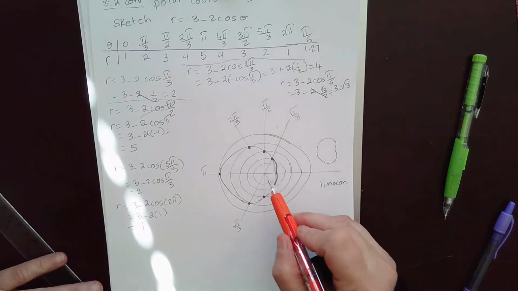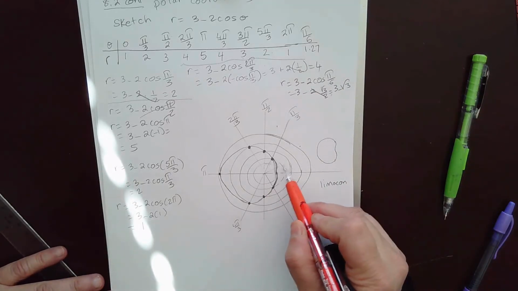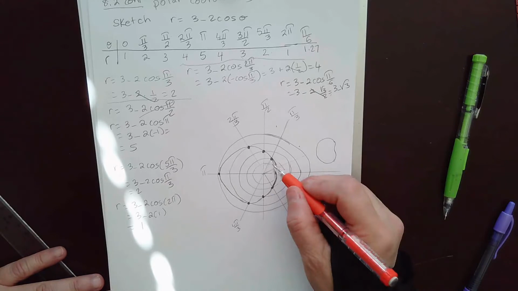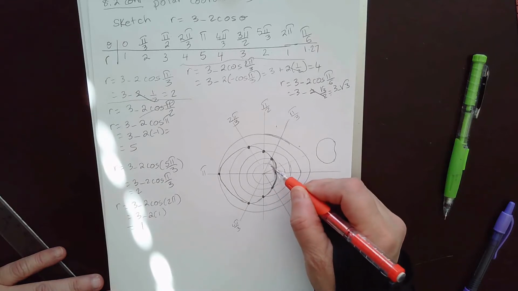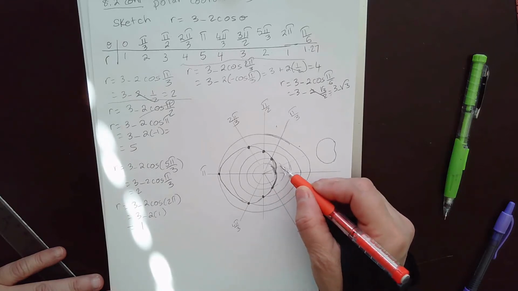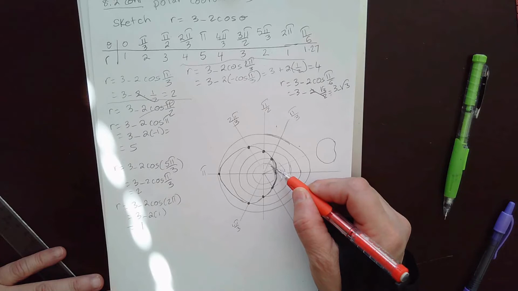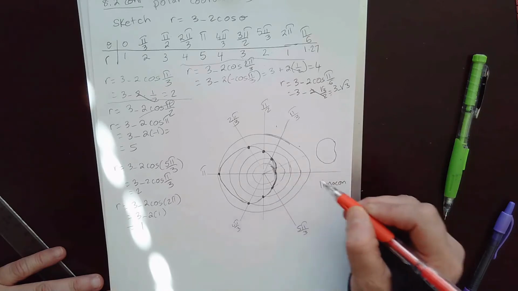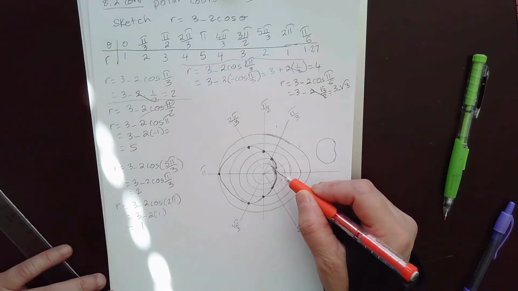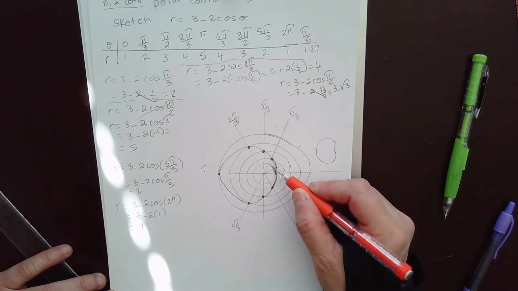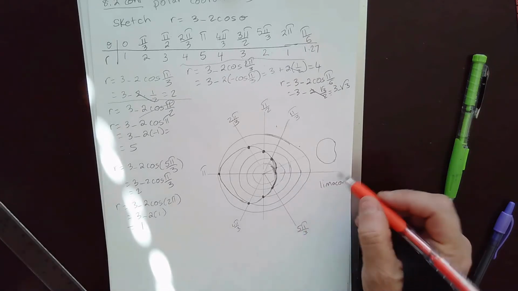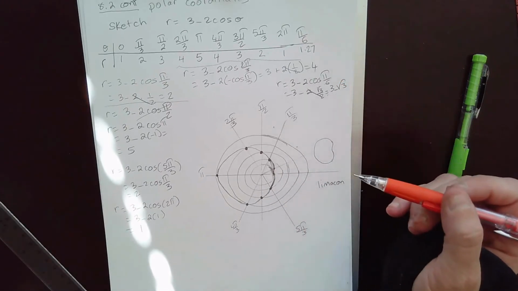So pi over 6 is here, right? And here's a graph of 1. And sure enough, this is 1.27, between r equal 1 and r equal 2, closer to 1. Sure enough, this is it. Do you see that? So it's close enough to what? To r equal 1. So you could have chosen other values as well.